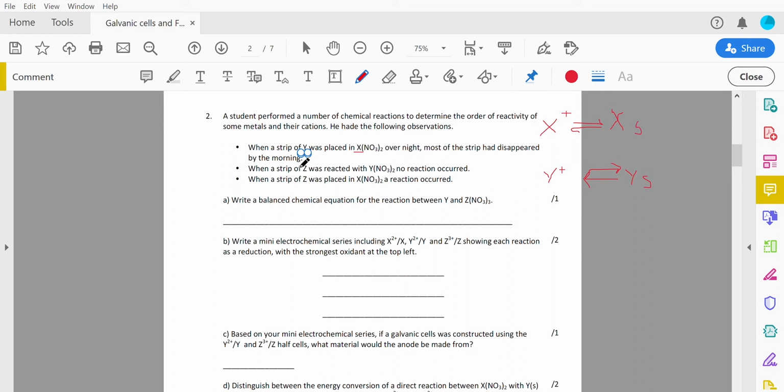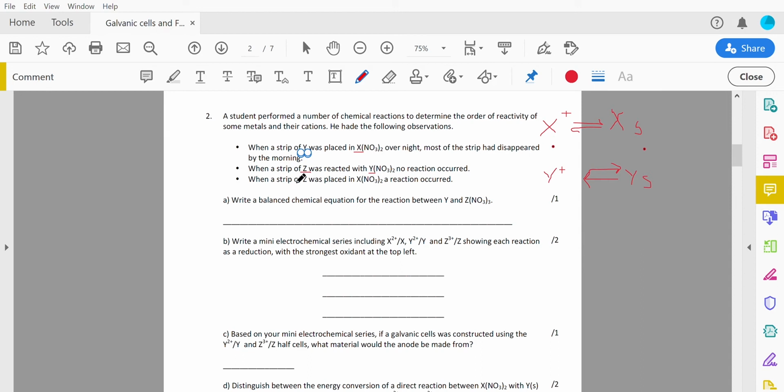Then we need to know, where does Z go? Well, when a strip of Z was reacted with Y, no reaction occurs. That implies that these were the conjugates, and therefore solid Z must be higher on the electrochemical series, so it's not the strongest reductant, so it's higher than Y. And Y aqueous must be lower than Z aqueous, or Y ion must be lower than Z ion on electrochemical series, so it's not the strongest oxidant. So we know Z has to either be above Y or above Y and X.